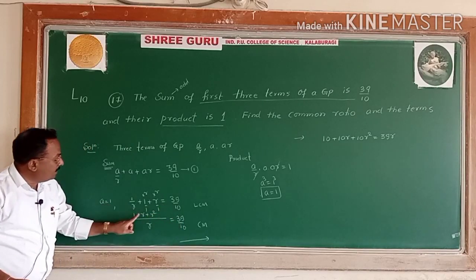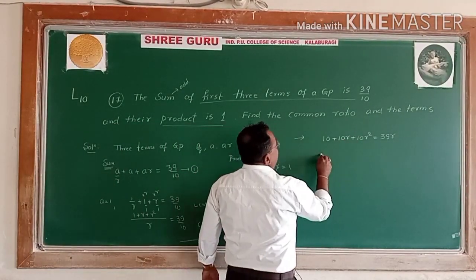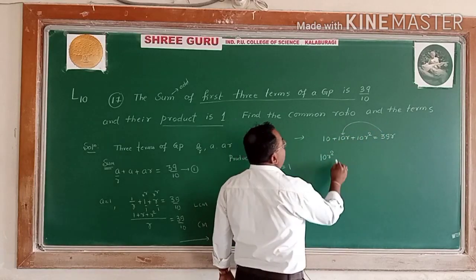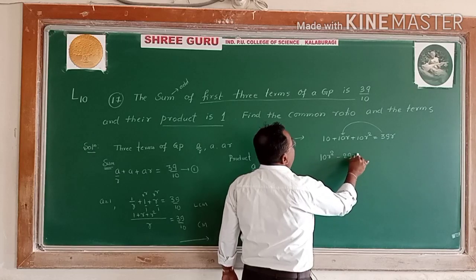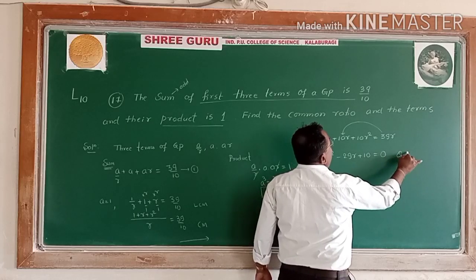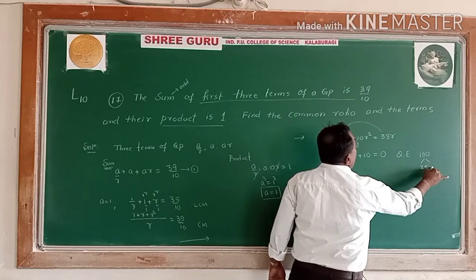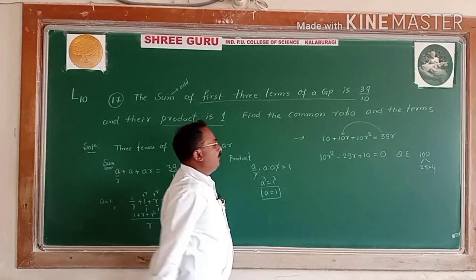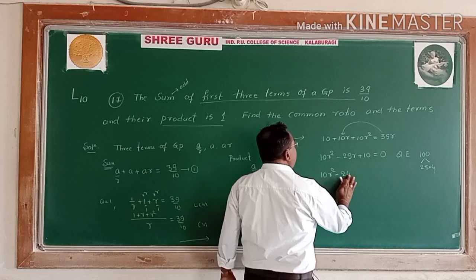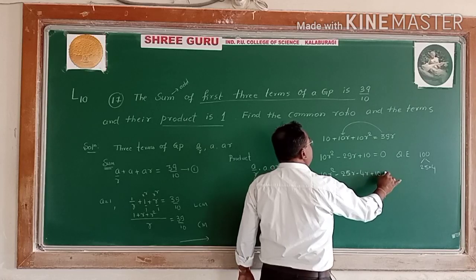Next, cross multiplication. Take 39R to the left side and simplify: 10R square minus 29R plus 10 is equal to 0. This is a quadratic equation. We can express 29 as 25 plus 4. 10R square minus 25R minus 4R plus 10 is equal to 0.